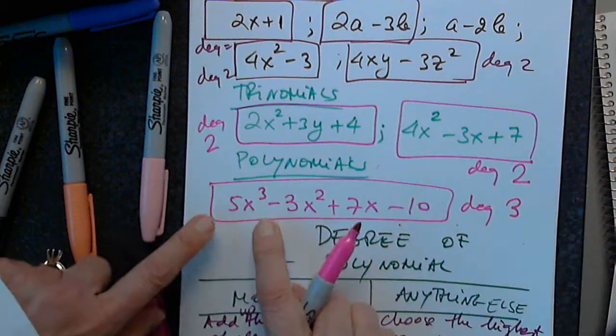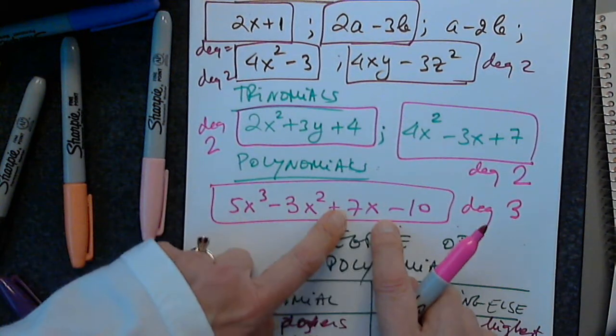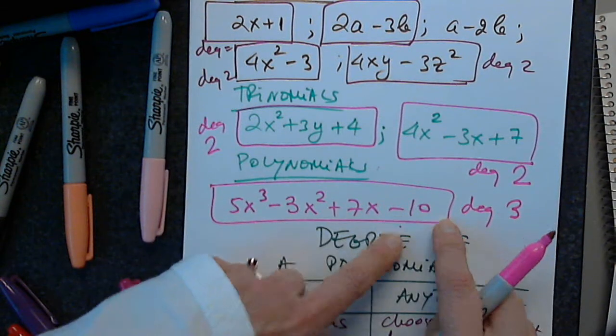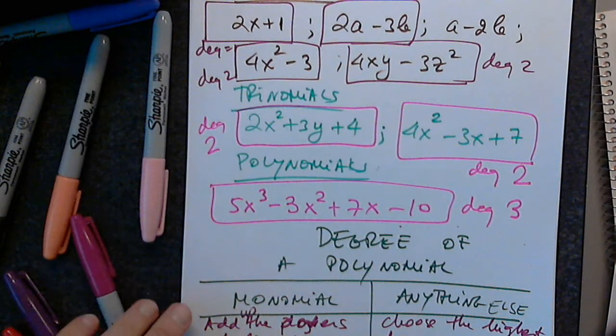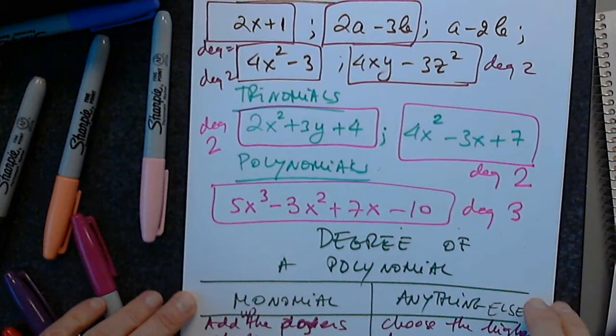Very good. Because the degree of this is 3, the degree of this is 2, the degree of this is 1, the degree of this is 0. I must choose the highest because this is a polynomial with 4 terms, not a monomial. Any questions? Are we okay so far? Yes? Okay.